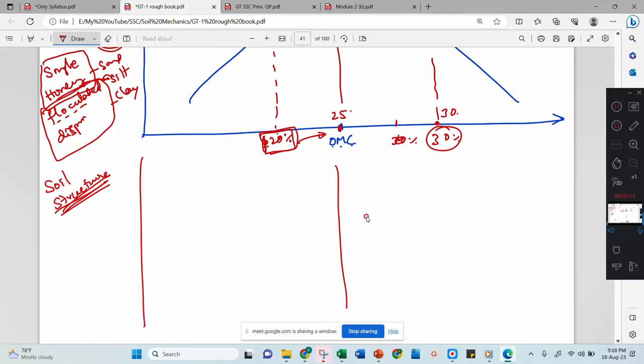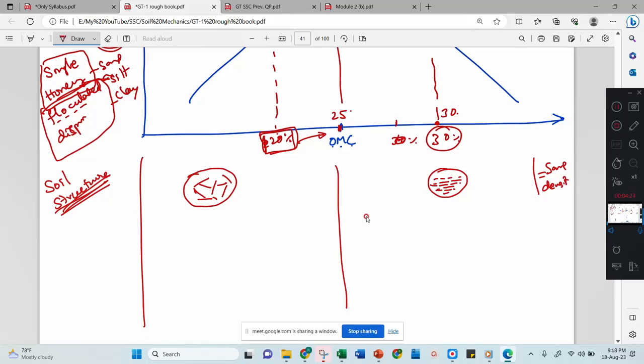Dry of the optimum, if you see any particular soil, there will be a flocculated soil structure. This is called a flocculated soil structure. When you come to the wet of the optimum, that will be a dispersed soil structure. Okay, this is flocculated and this is dispersed, but both will have the same density. Very important. Both will have the same density. This is your soil structure.